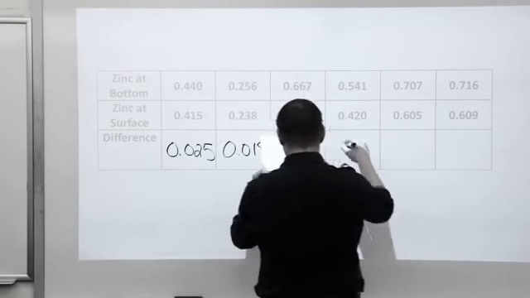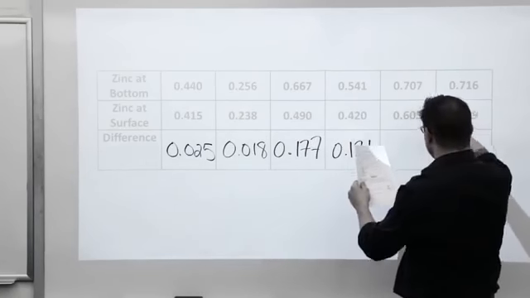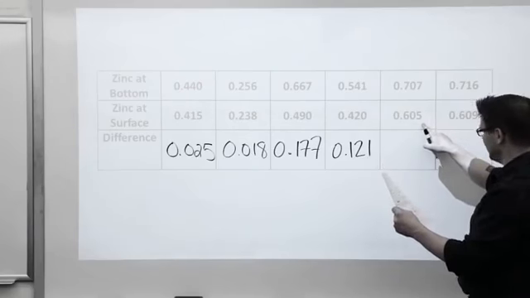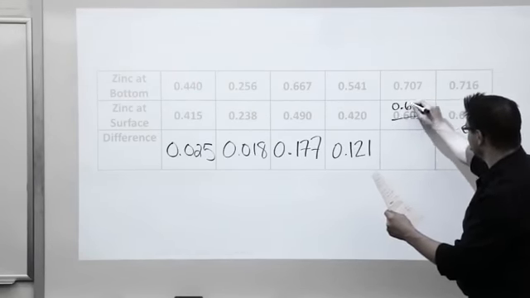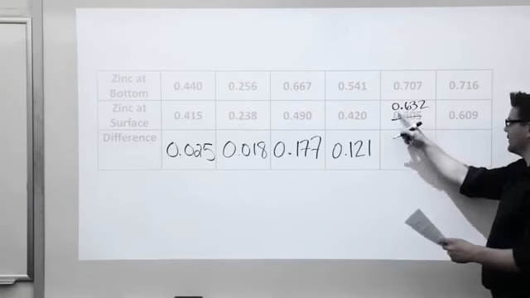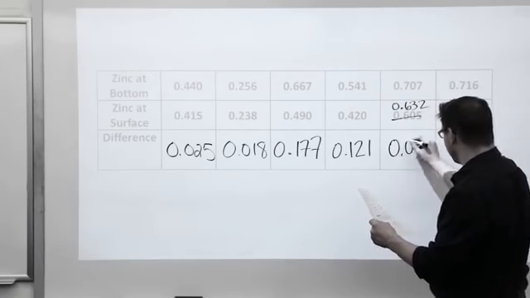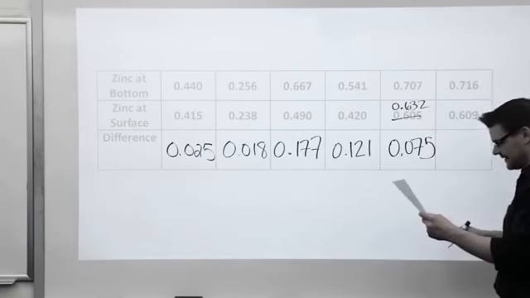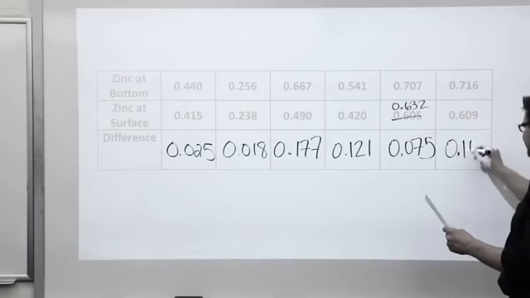0.177 for the third column. Fourth column, 0.121. Fifth column, that 0.605 in the notes is 0.632. See, we have one tiny little discrepancy. So in the notes, this probably says 0.632. And if I subtract them, I get a 0.075. Correct. All right. 0.716 minus 0.609 is a 0.107.